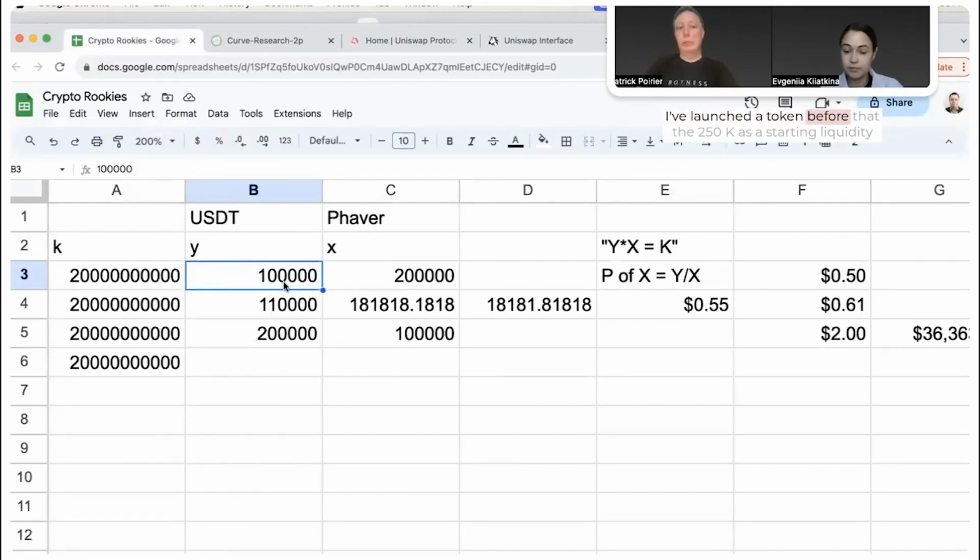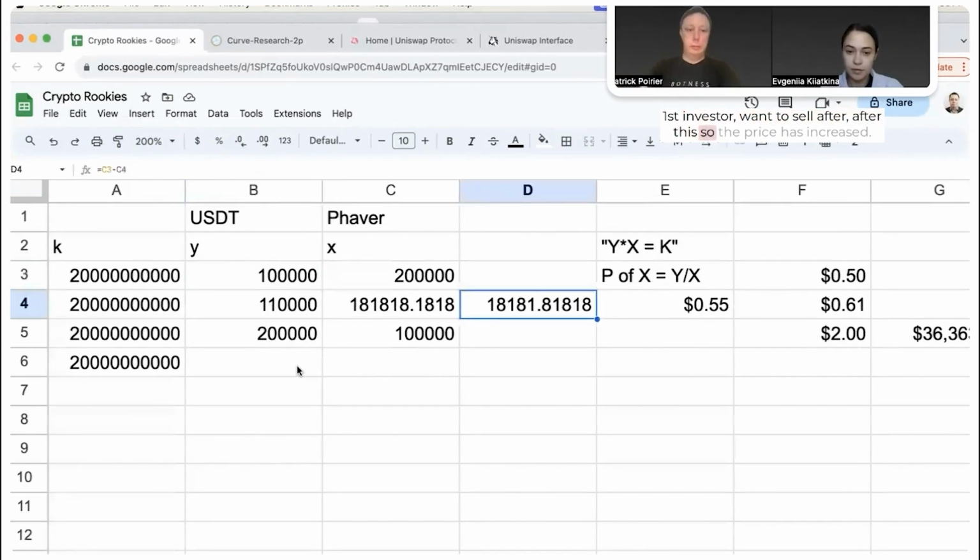I've launched a token before that had 250K as a starting liquidity pool. But early on, I didn't start with a massive amount of marketing and all that stuff. So I had very few buyers early on, so the price didn't skyrocket that much. But earlier we were talking about this here. Let's say that your first investor wants to sell after this, so the price has increased.